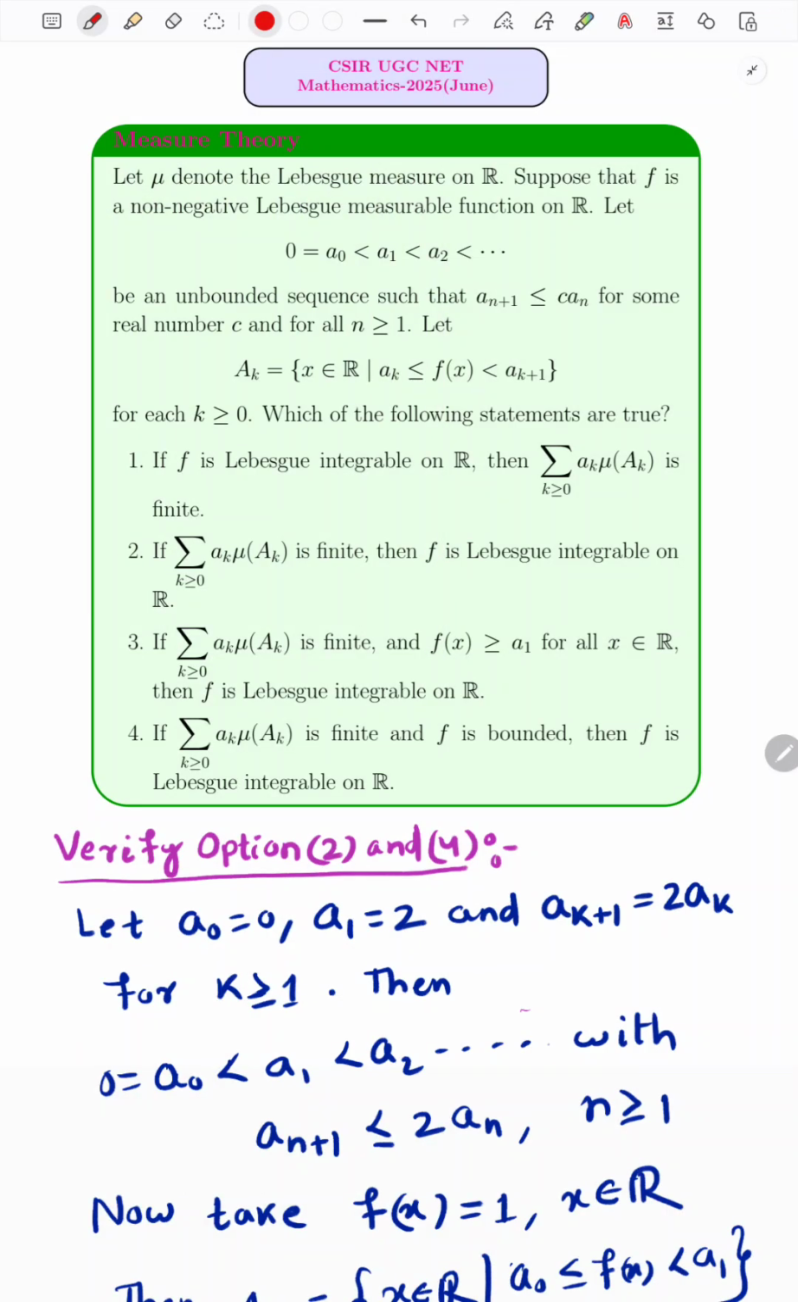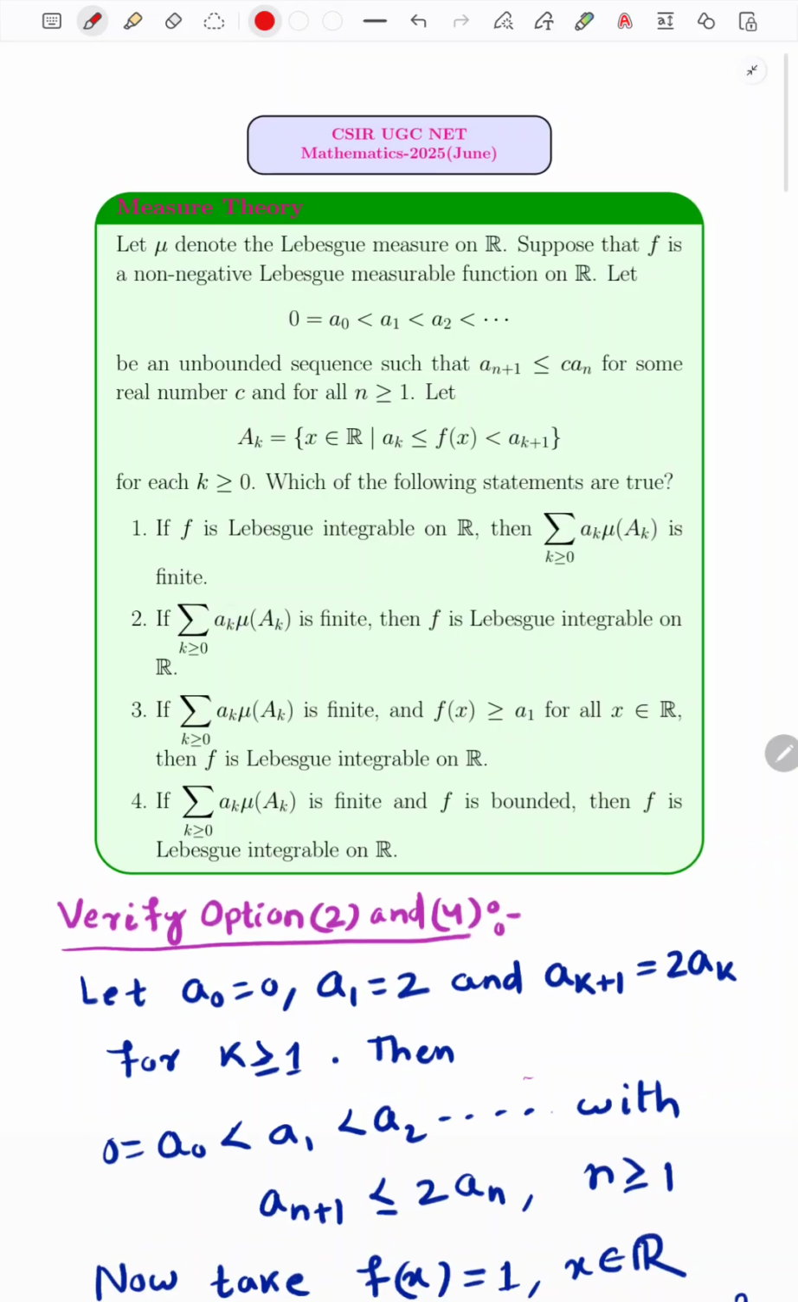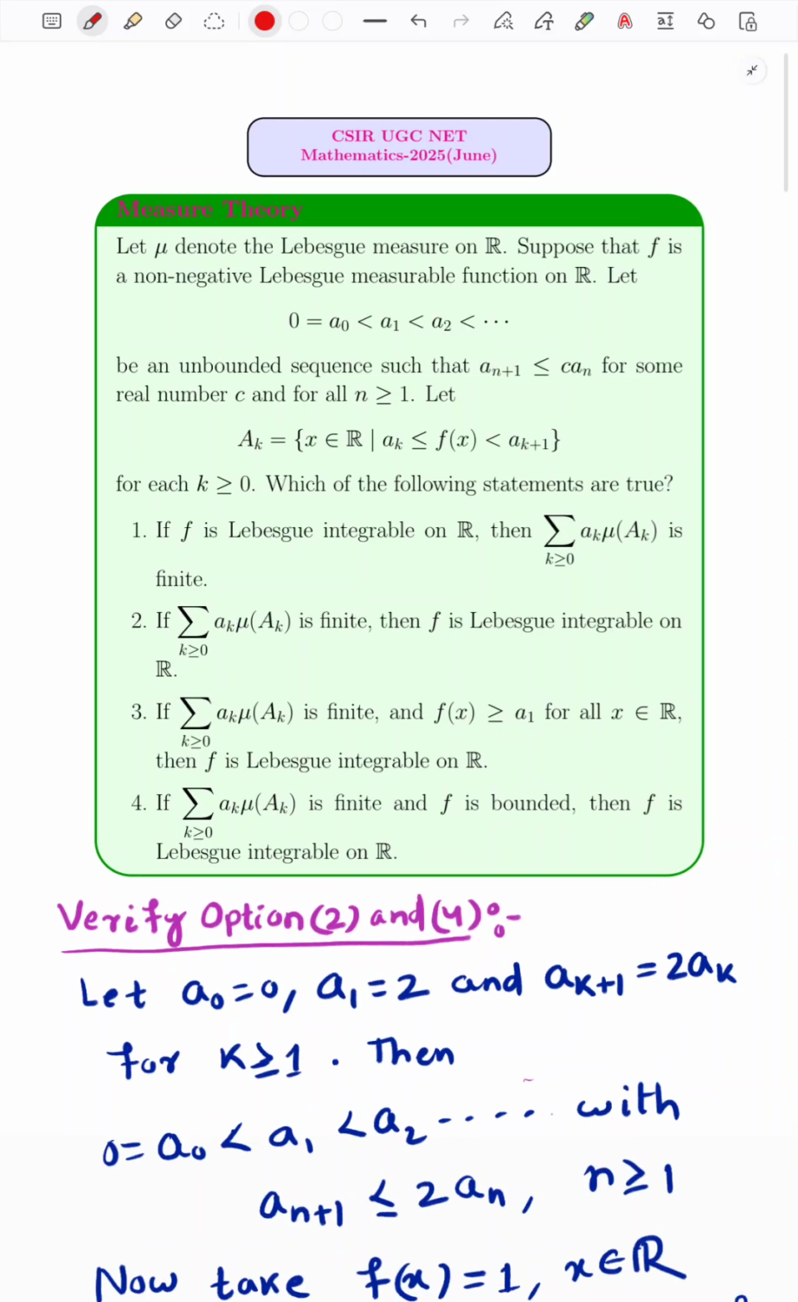Hello everyone. In today's discussion, we discuss a very interesting question from the CSIR UGC NET Mathematics June 2025. This question is asked from the measure theory part. Here, mu denotes the standard Lebesgue measure on the real number set R, and f is a non-negative measurable function.